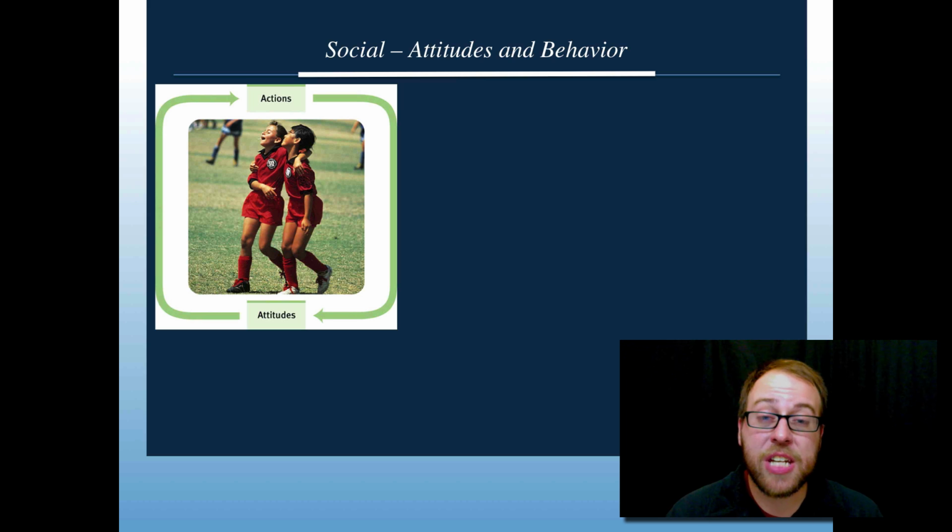We can understand the relevance of attitudes by looking at their relationship with behavior. Attitudes and behavior have a cyclical or sort of symbiotic relationship where attitudes predispose us towards certain behaviors, and then those behaviors reinforce or change the attitudes with which they're associated. This feedback loop is really important.